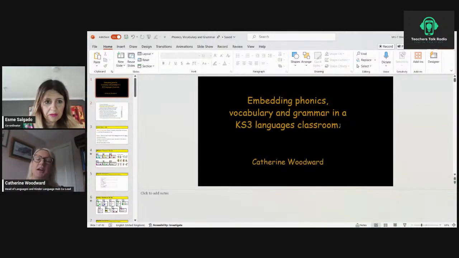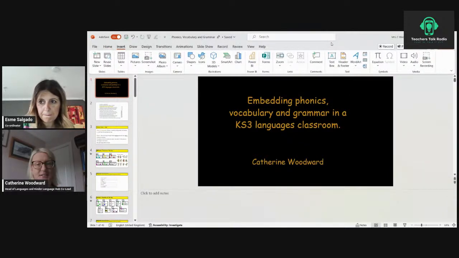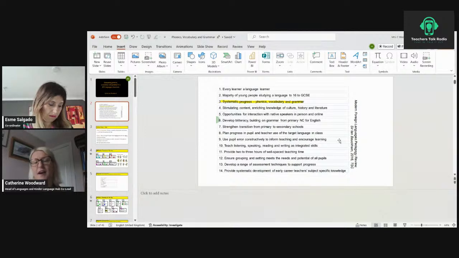So I'm going to look at embedding phonics, vocab and grammar in the Key Stage 3 languages classroom. And the first thing I'm going to look at is the Bokhari Review. I've done a lot of work with the Bokhari Review. The first thing to look at is the fact that Part 3 of the Bokhari Review is the systematic progress through phonics, vocabulary and grammar. So this is where I'm looking at today. This review was done by Sir Ian Bauckham in 2016.